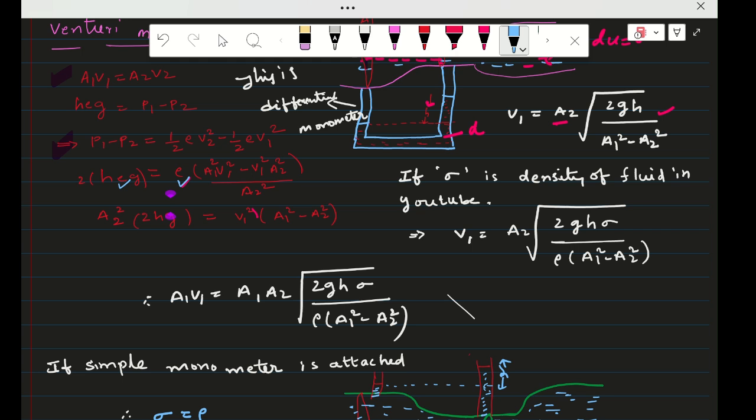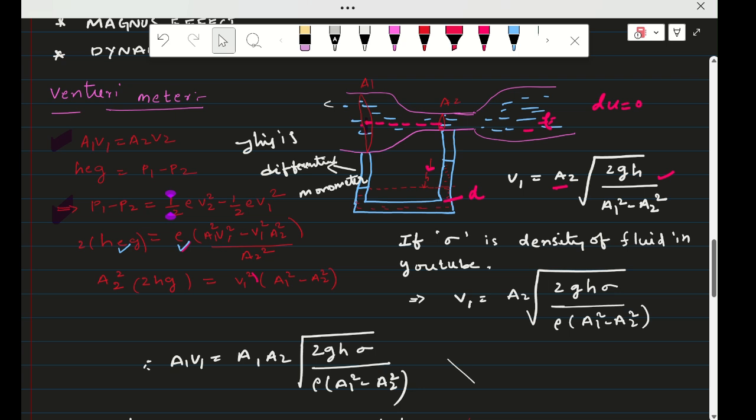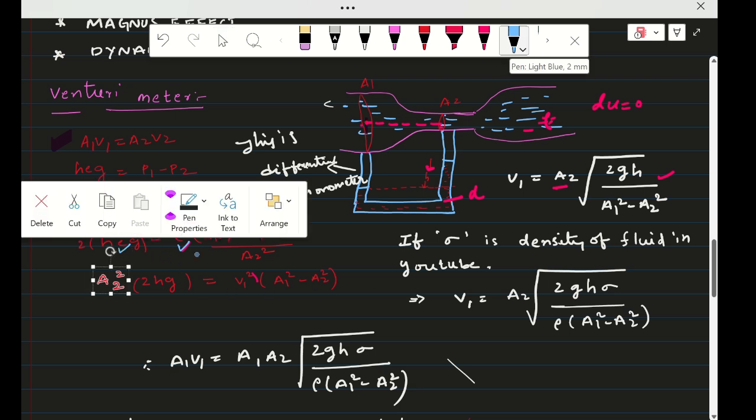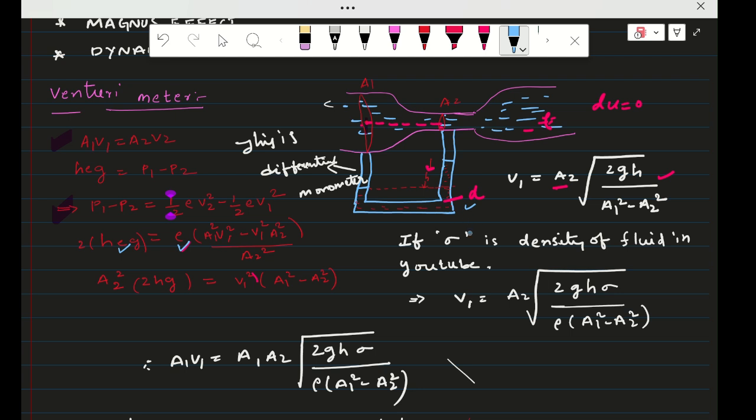For example, here the manometer liquid has a different density, and the fluid in this venturi tube has a different density. Then the densities in the formula will change. So the formula will be like this: V1 equal to A2 into root of 2GH sigma by rho. Here I have taken sigma and rho while writing, but here you can take D. So D will come here, the manometric liquid density, divided by the liquid density in the venturi tube, and A1 square minus A2 square.